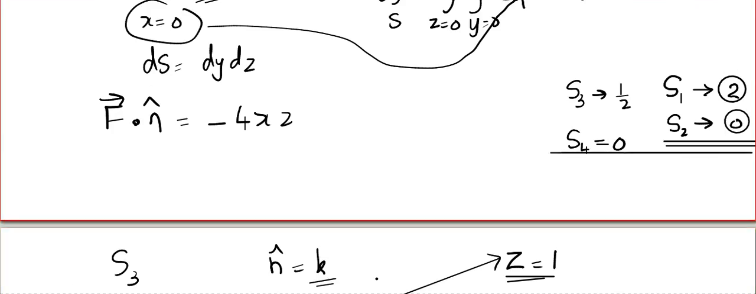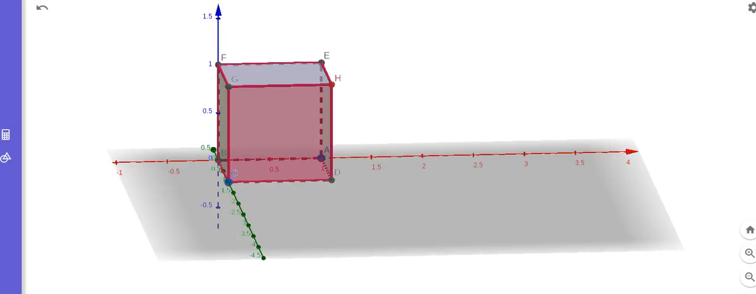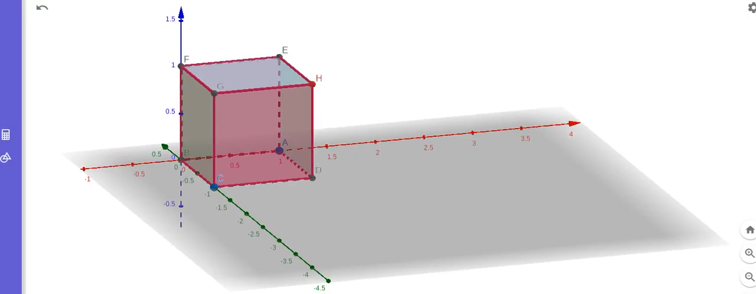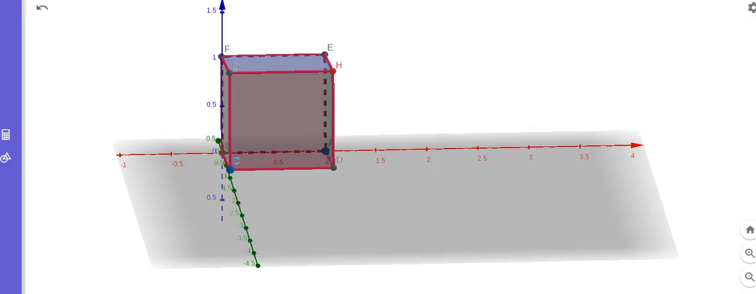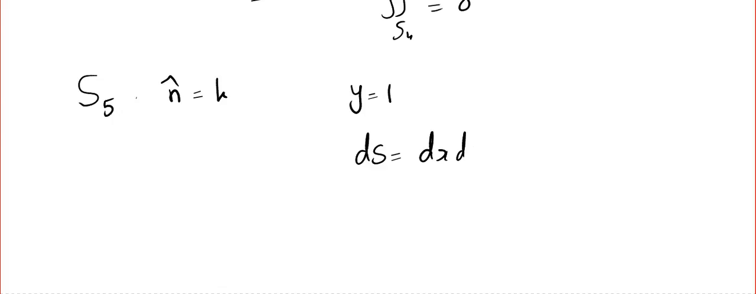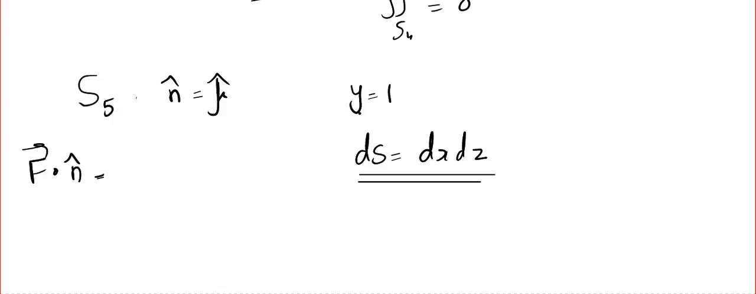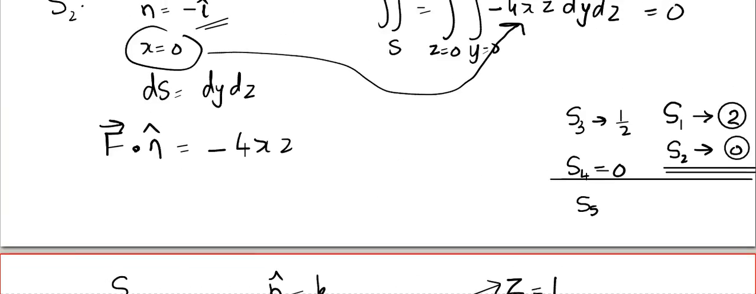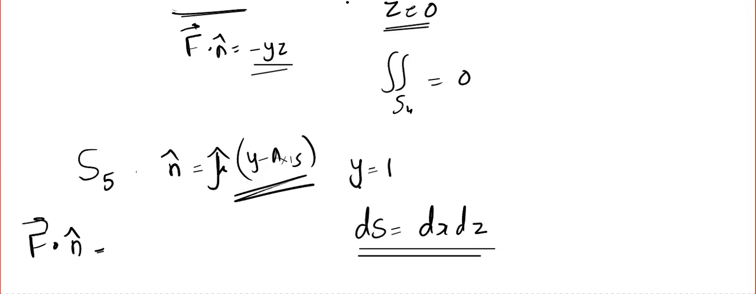So S4 is 0. Now S5 means the remaining sides. You can see that this is parallel to the y-axis. The name of the side is GH. The change will be in x and z. I'm sorry, this is j. It is parallel to the y-axis, please correct it. It is j. F dot n will be the j component. And what is the j component? Check the function. That will be minus y square.